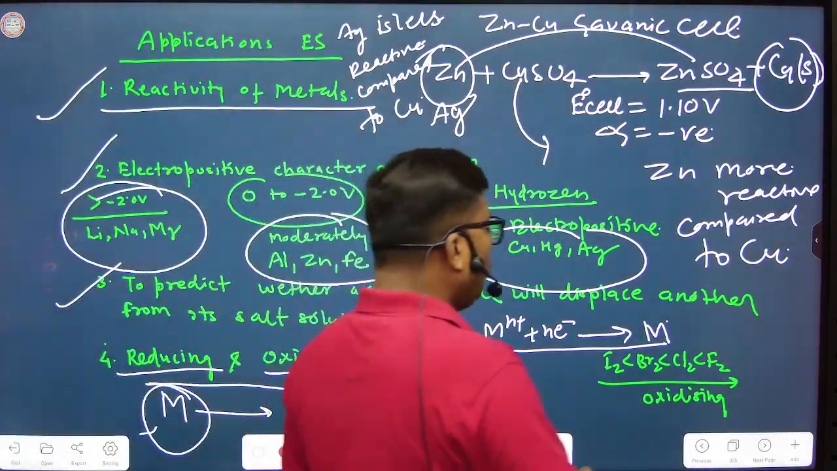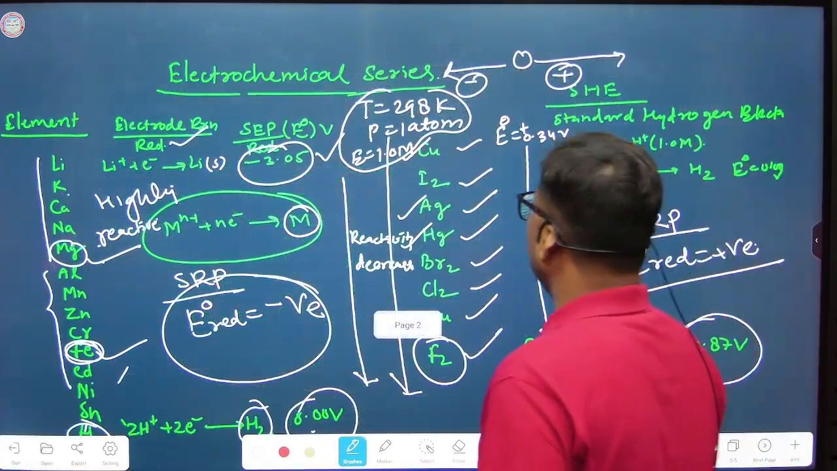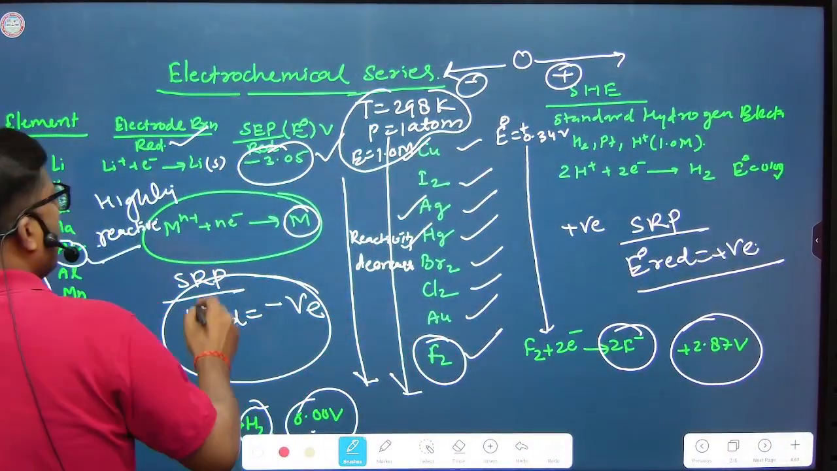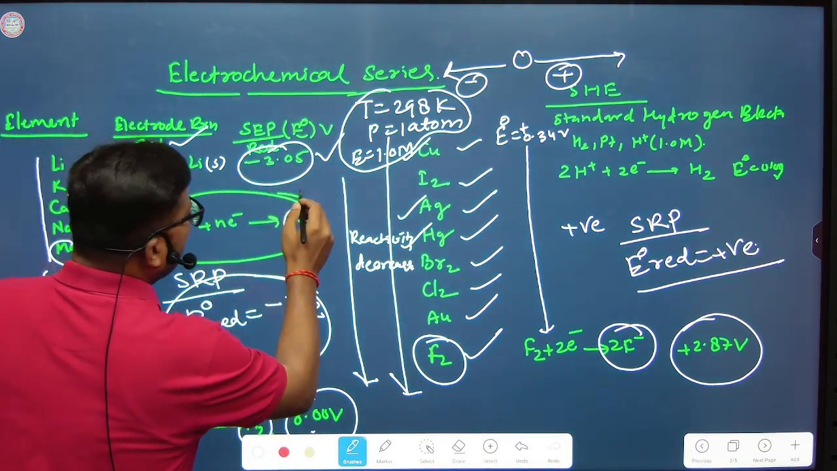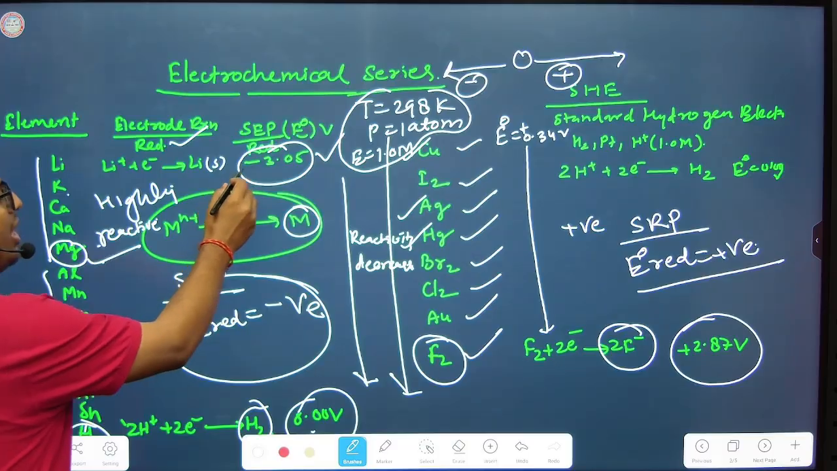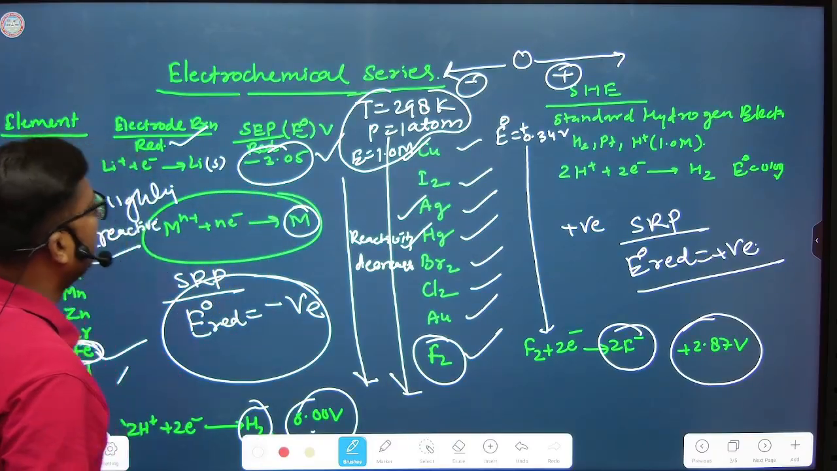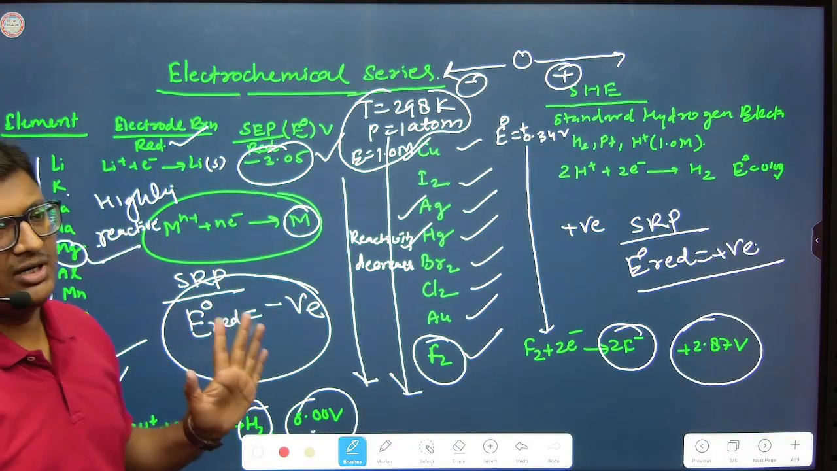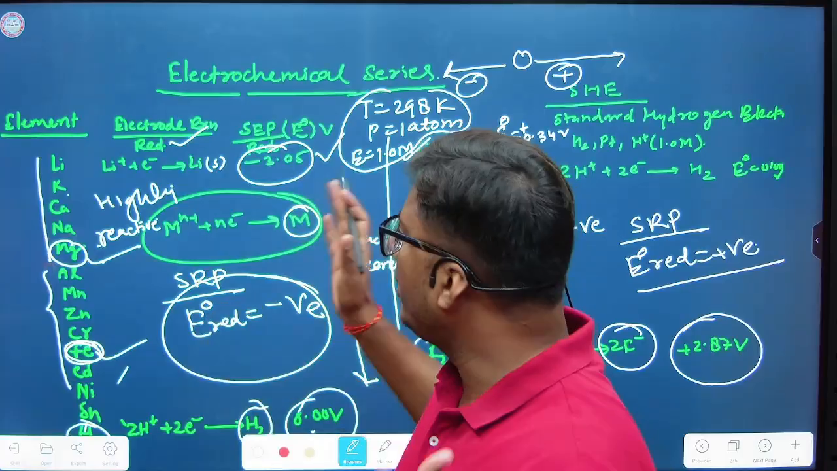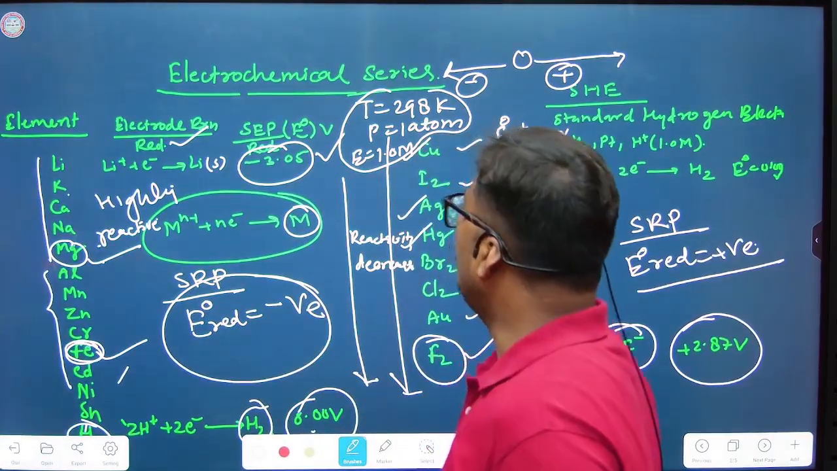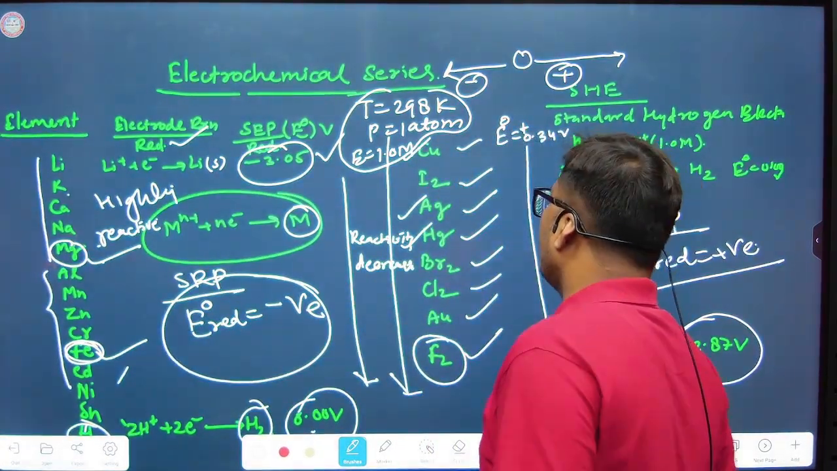So in the electrochemical series, you have seen that the most negative standard reduction potential is -3.05 volt for lithium. What does it mean? Lithium has a strong tendency to lose its valence electron, right?